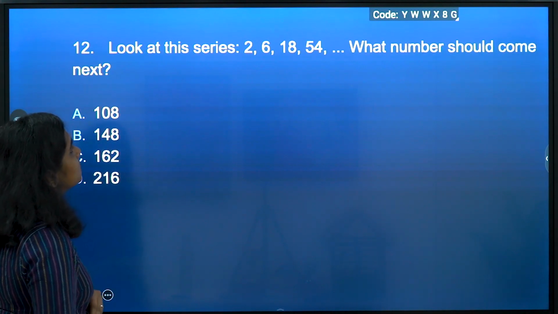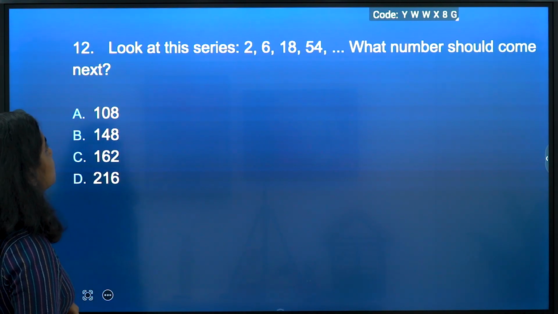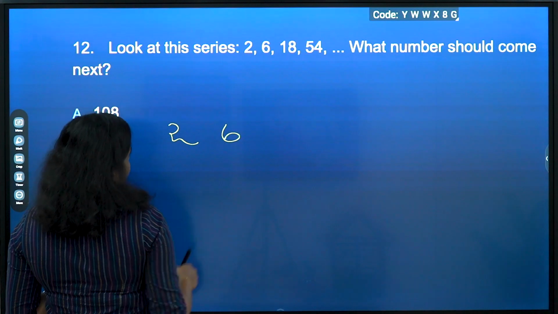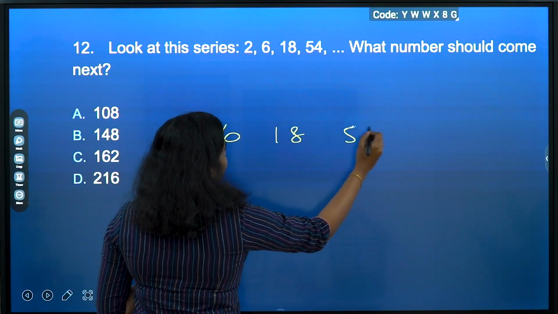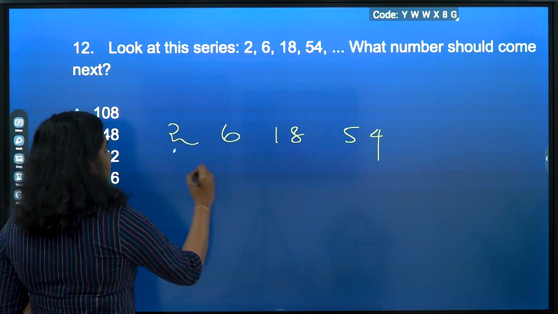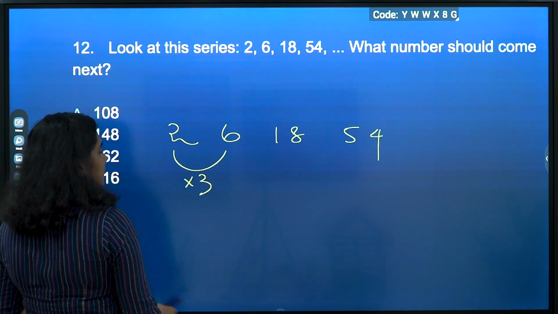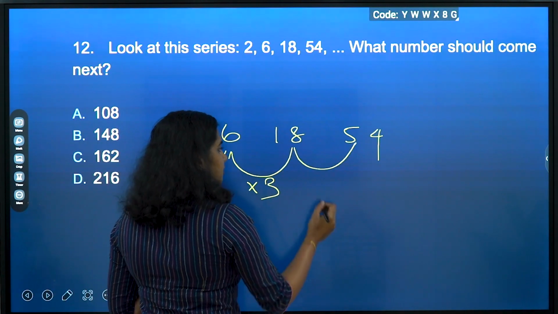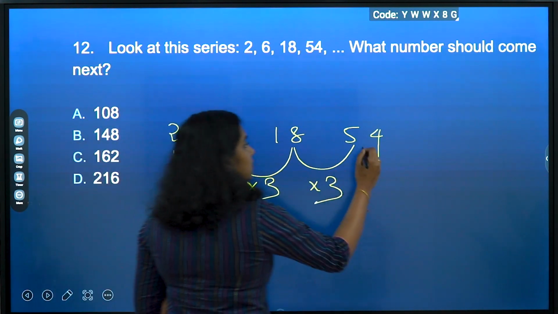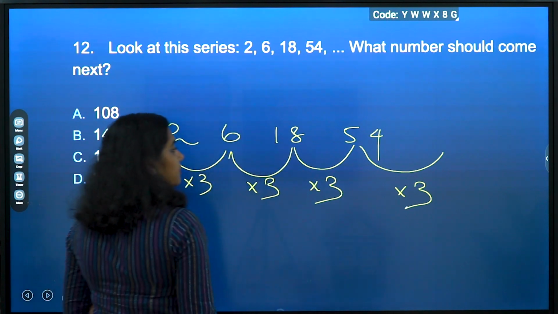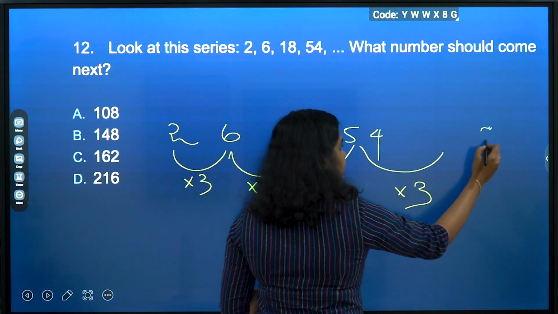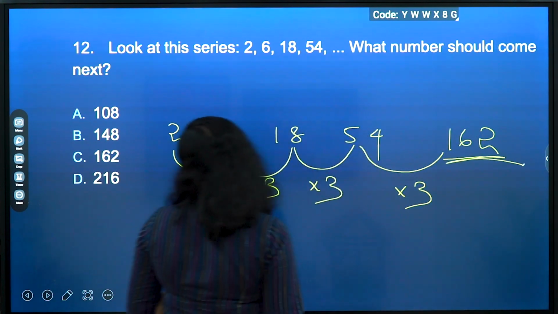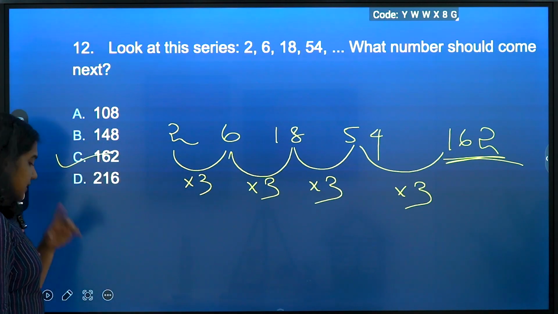Next question. Look at this series: 2, 6, 18, 54. What number should come next? Okay. So if you look at this, 2 and 6, 18, 54. So what is the relation? 2 becomes 6, that means into 3, right? 6 became 18, that means into 3. Now 18 became 54, that also means into 3. Now the next should be 54 into 3, right? So 54 into 3, 4 into 3 is 12, 5 into 3 is 15, and there is a remaining one there. So 162 is the answer. So option C is the answer.